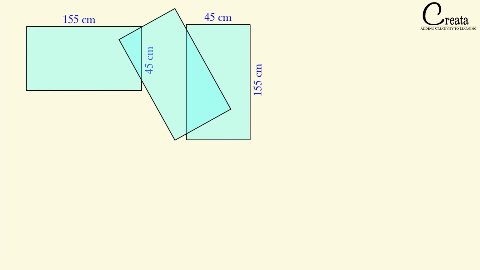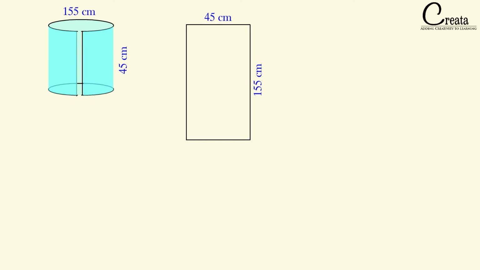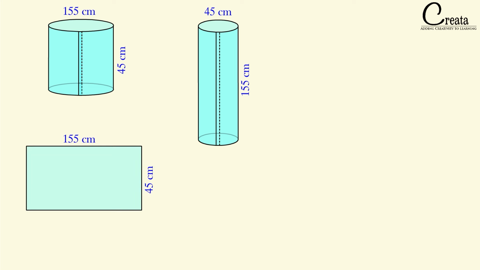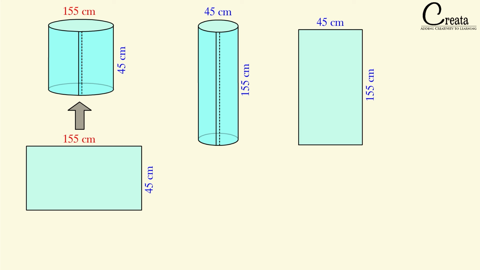These two sheets are basically the same sheets. These two sheets are folded to form a hollow cylinder. The first sheet is folded along the length and the second sheet is folded along the width. The first sheet is folded along the length, that is, 155 centimeter, and the second sheet is folded along the width, that is given as 45 centimeter, and they are folded and pasted, and in pasting the sheets 1 centimeter has been used.